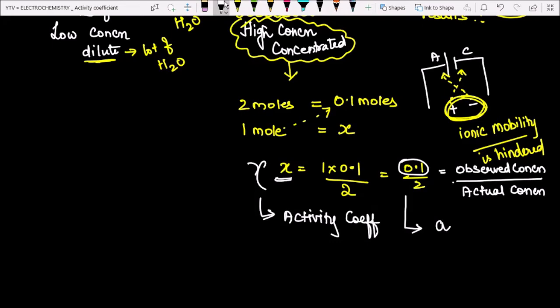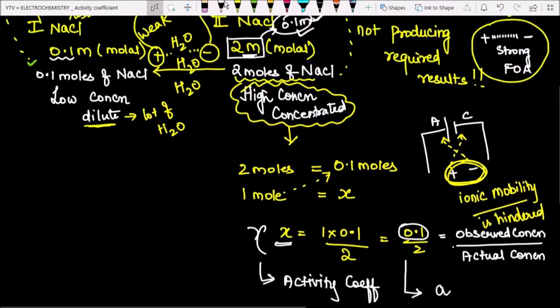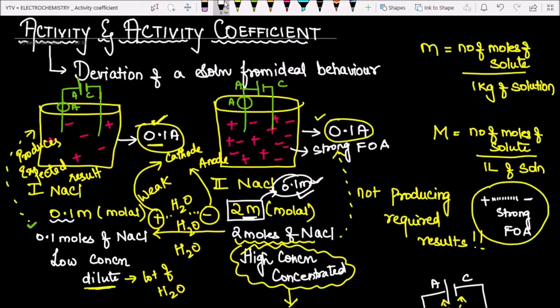See how much is active. I took a 2 molar solution, but are all the ions actively producing the current? No, all ions are not actively producing the current. Some ions are involved in electrostatic force of attraction. They are not moving at all. So even though I took a lot of ions in my solution, not all ions are active.